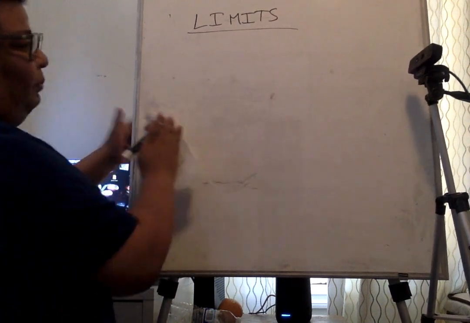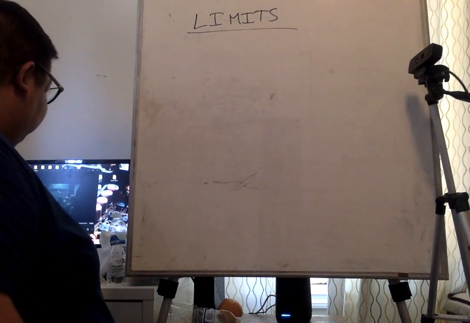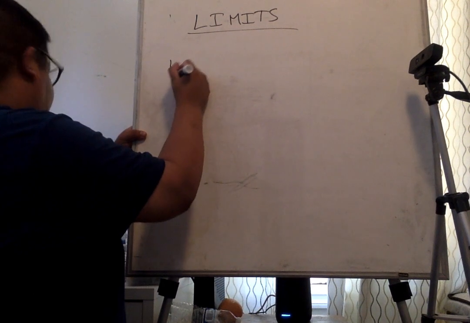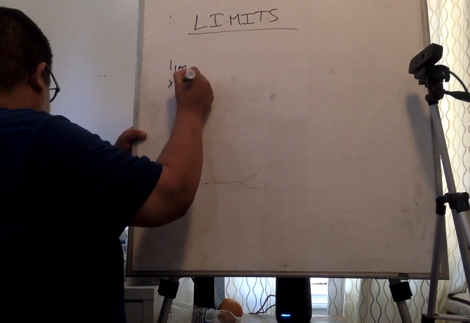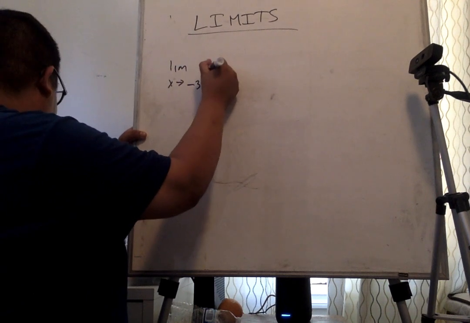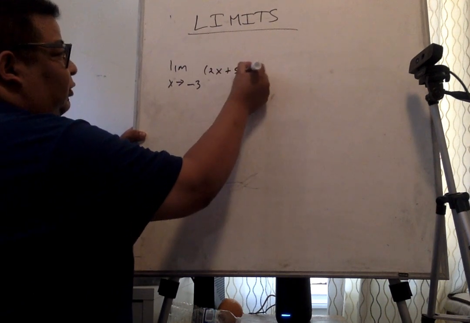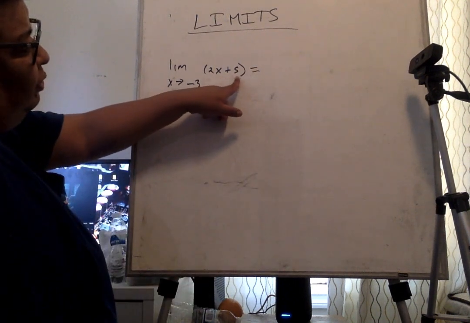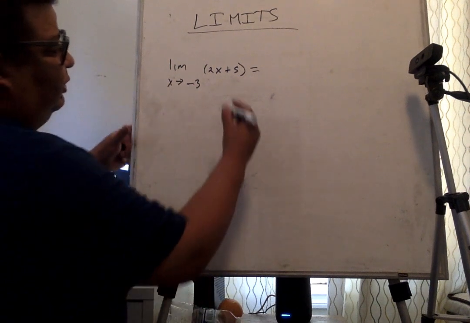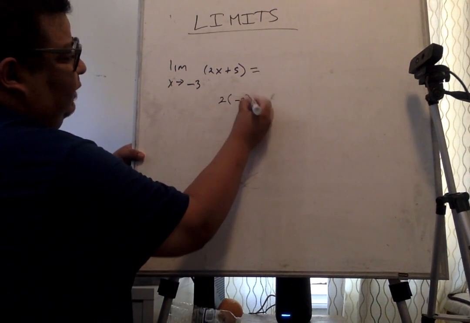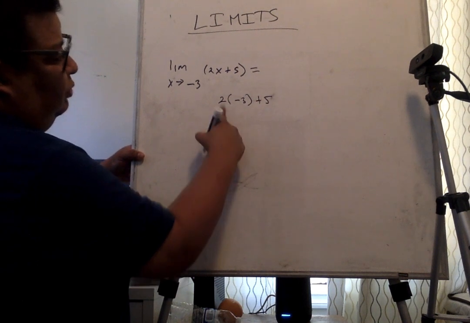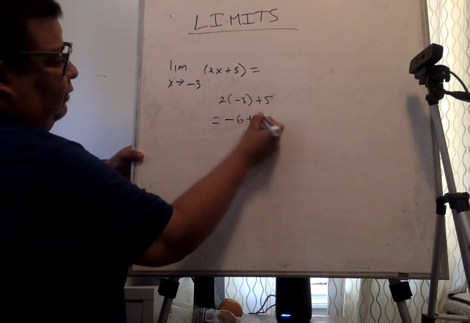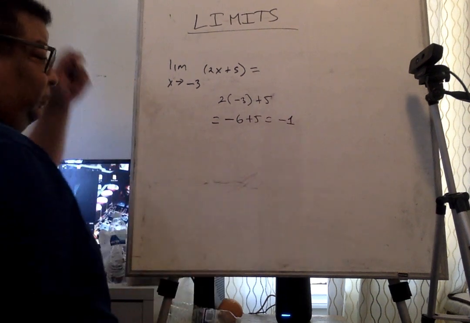Let's go to the next type of problem. We're gonna do polynomials. Okay, so let's start with this one. Limit as x approaches -3 of 2x plus 5. So for this one, whenever you have a polynomial, all you have to do is plug in your c value. For example, this would be 2 times -3 plus 5. That's 2 times -3 is -6 plus 5. That would be -1.